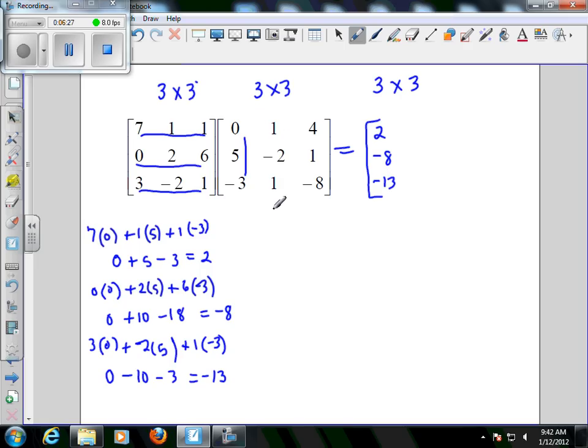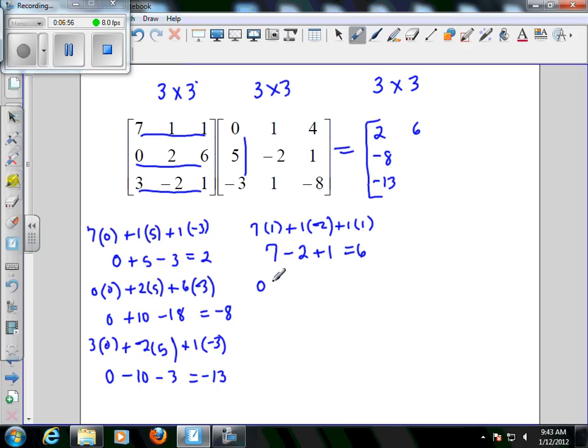Repeat the process with the second column. So we're going to say first row times second column. So 7 times 1 plus 1 times negative 2 plus 1 times 1. So we have 7 minus 2 plus 1. So 7 minus 2 is 5, plus 1 is 6. So there's our first entry in the second column.